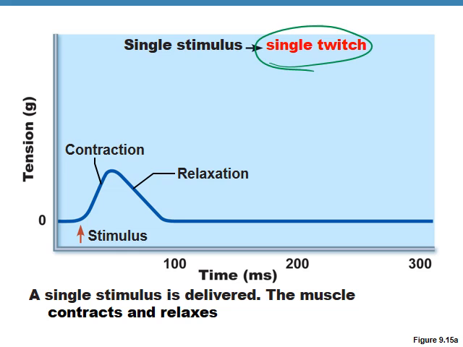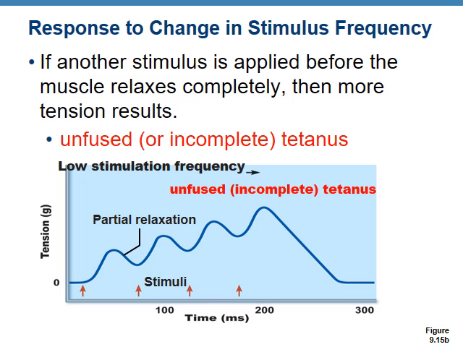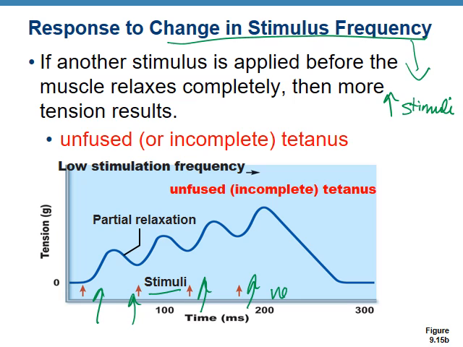Another example of a single twitch. So here's the stimulus. We have contraction, we have action potential, we have relaxation. Okay, so let's look at a change in stimulus frequency. So what happens if we have an increase in stimuli? You can see here at the bottom there are 4 stimuli. This would be a neuron telling a muscle to do something, right?